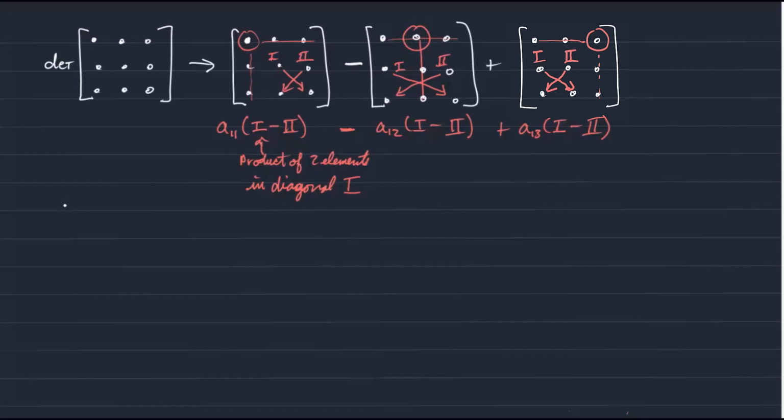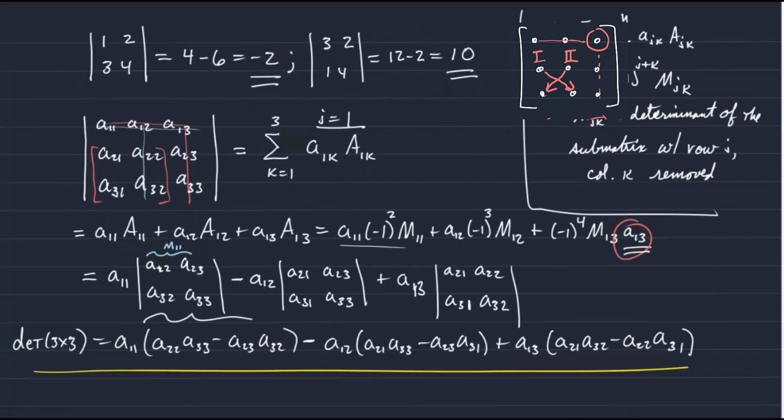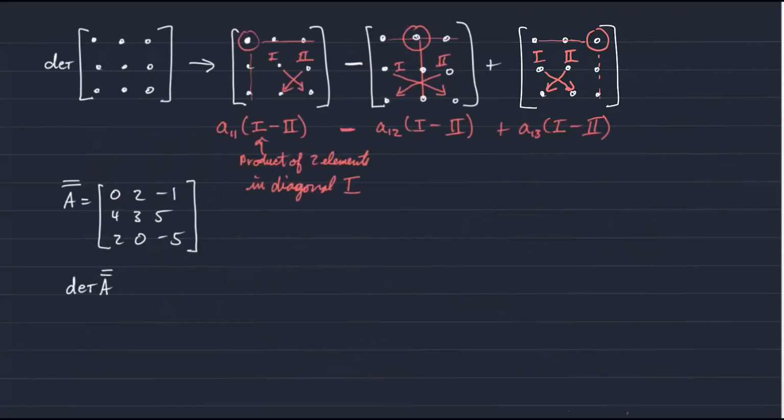So I'll conclude with an example. Let's say A is equal to 0, 2, minus 1, 4, 3, 5, 2, 0, minus 5. And the determinant of matrix A, and I want to make sure I put the double bar to denote the matrix. This was important to distinguish the matrix, of course, from the cofactor A, right? We have a matrix A, and we have to distinguish that from capital A without the double bars for the cofactor.